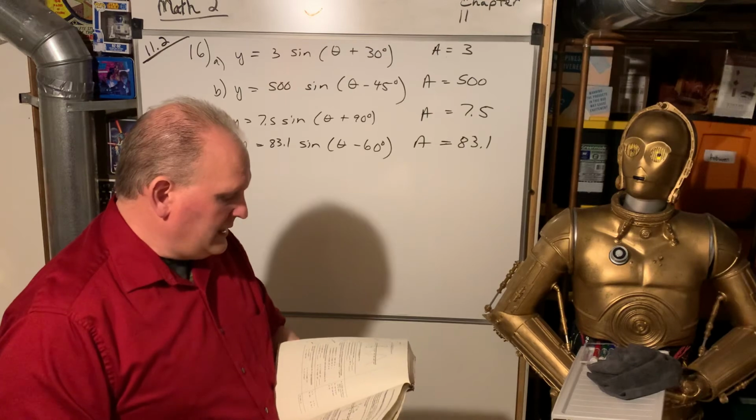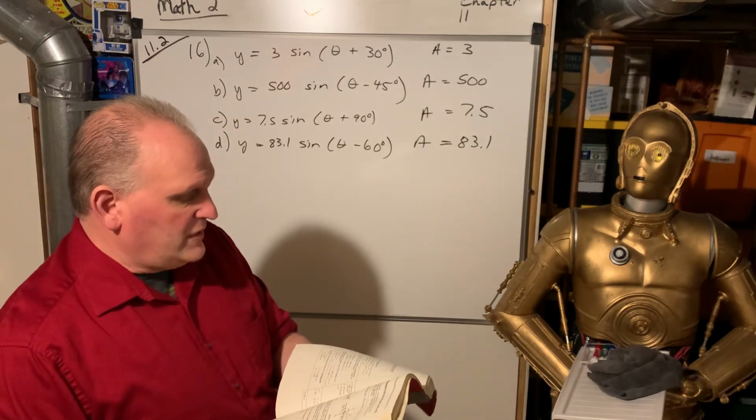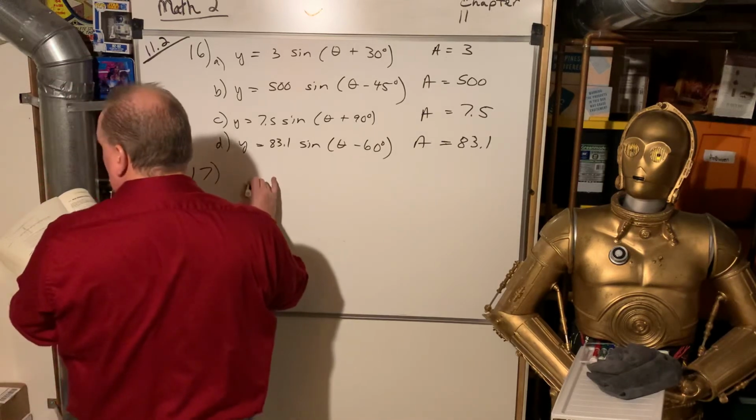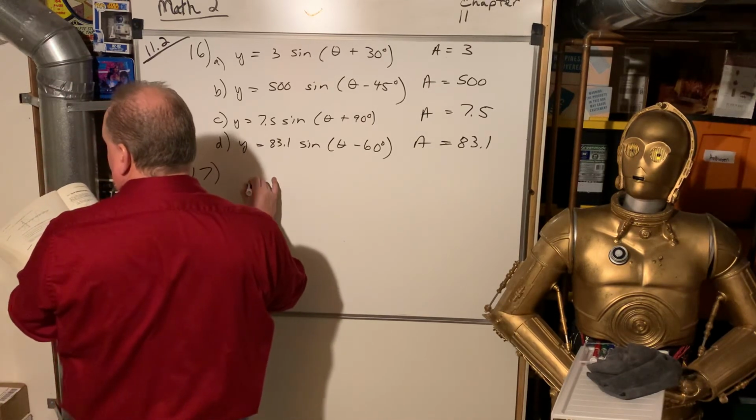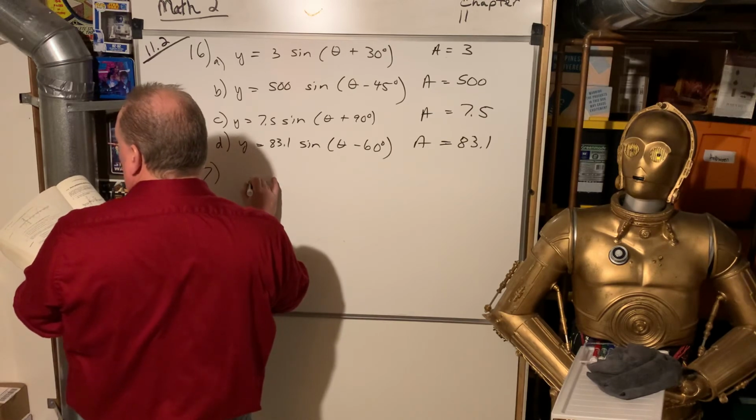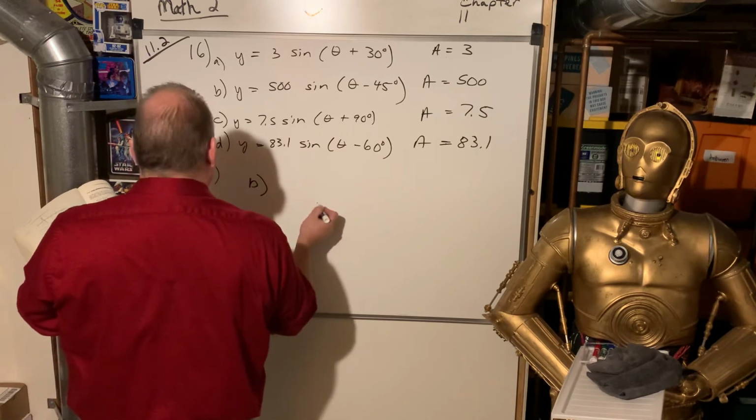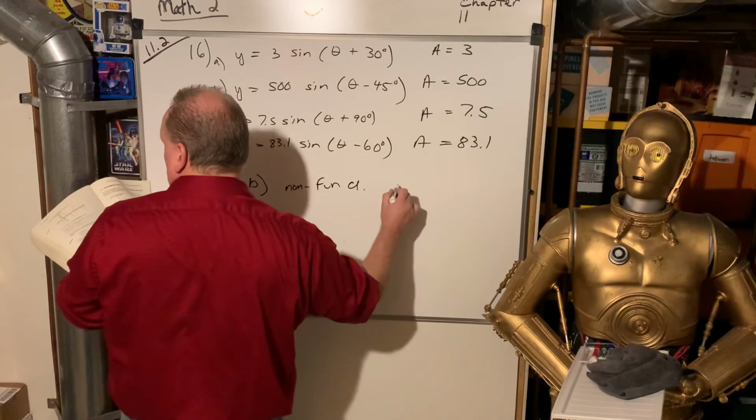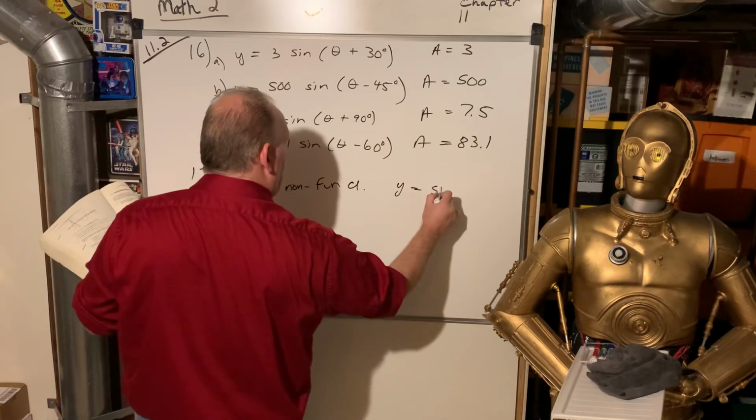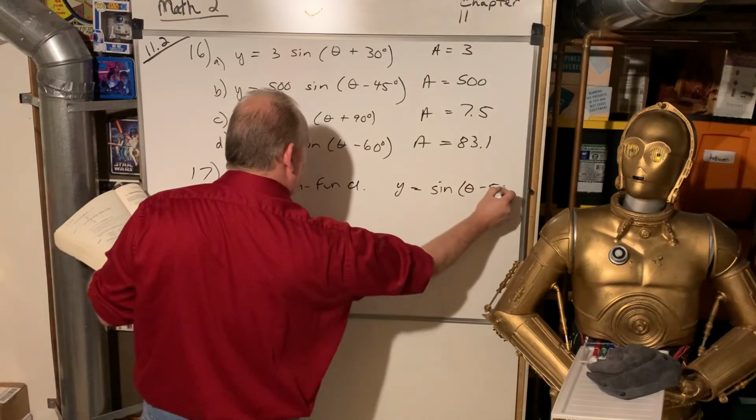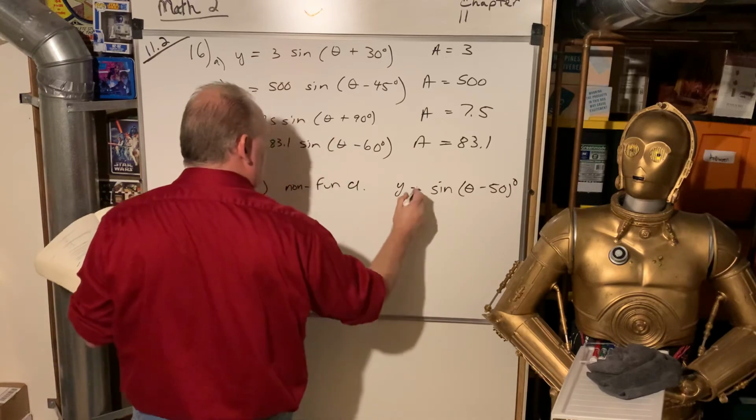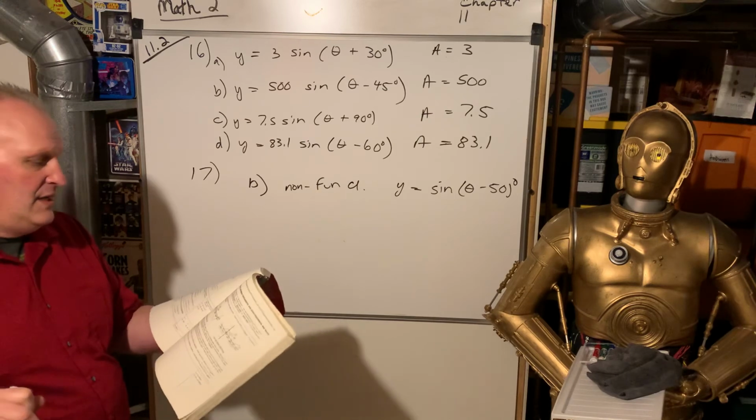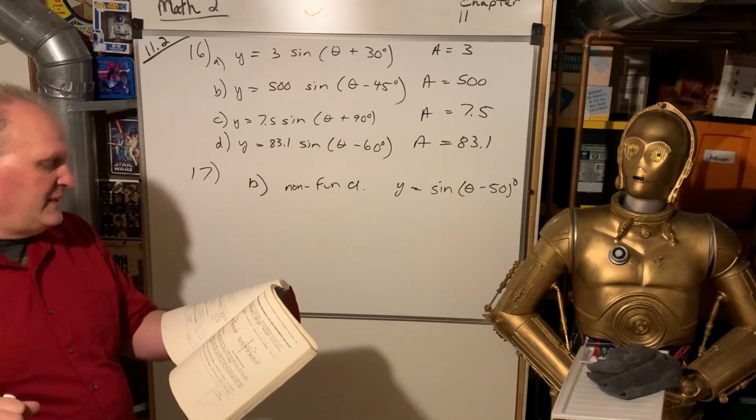So, all right, and then let's look at 17. Which of the following equations have graphs that are non-fundamental? So A would be fundamental because that's just 60. It's just got an amplitude of 60. B would be non-fundamental because they're shifting it. So sine of theta minus 50 in the parentheses and then degrees, that's a shift. That's a shift from left to right.